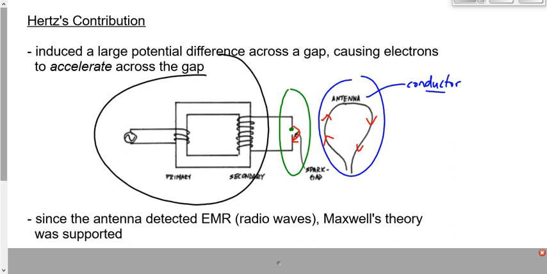Since the beginning of time, we've detected EMR with our eyes. But the first experimental evidence for Maxwell's explanation of EMR came from the detection of EMR this way.